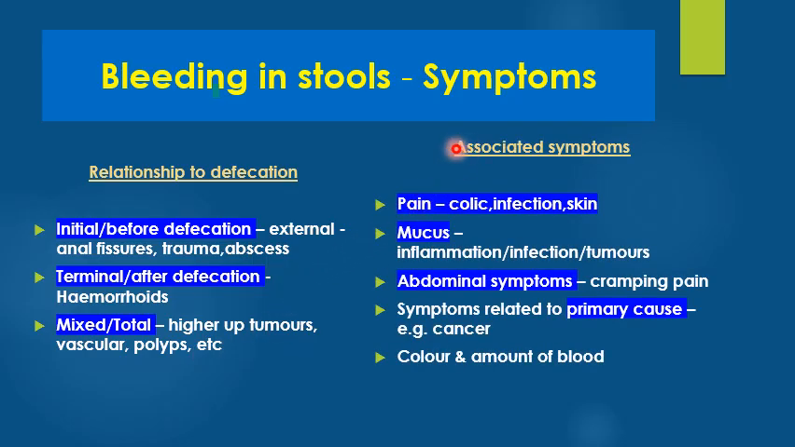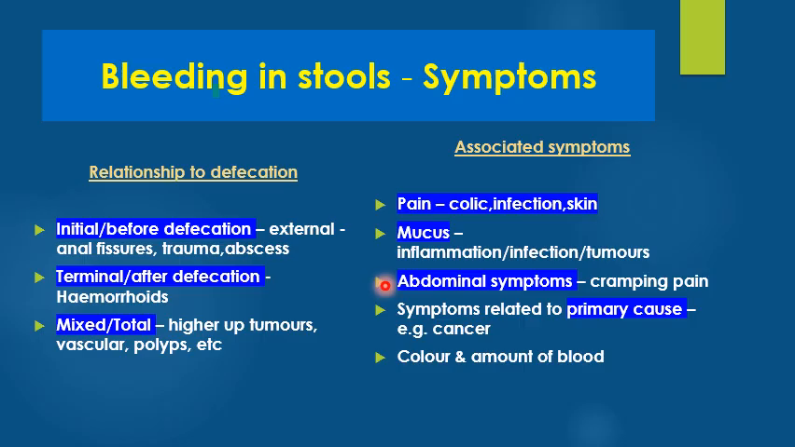Then you have to look for the associated symptoms in this patient. Pain is an important associated symptom, and the pain is usually colicky and is due to infection or some lesions over the skin. Discharge of mucus together with the blood suggests it is an inflammatory cause, such as inflammatory bowel disease, infection, colitis, or tumors.